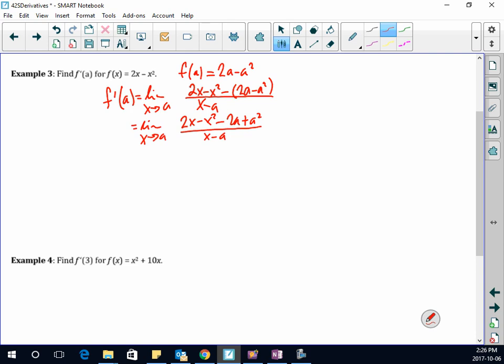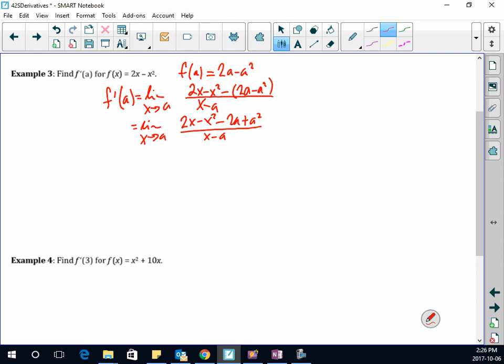It says x goes to a. Essentially, if that was x going to 2, you would be plugging 2 in, right? So if I plug a in right now, do you see I get 2a minus a squared minus 2a plus a squared, which gives me 0 on top, and then a minus a is 0 at the bottom. So that shows me I have 0 over 0, which means our strategy is factor.